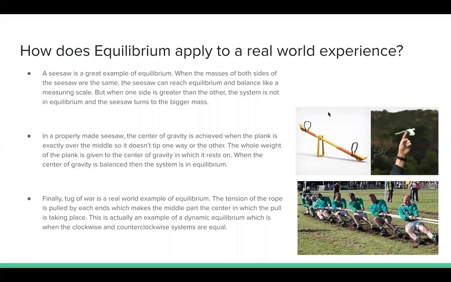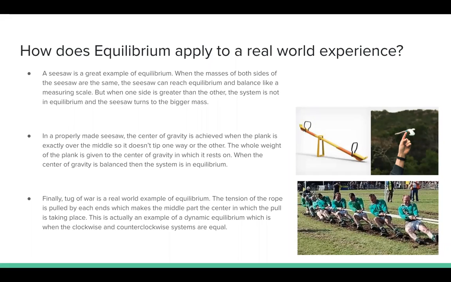How does equilibrium apply to the real world? A seesaw is a great example. When the masses of both sides of the seesaw are the same, the seesaw reaches equilibrium and balance, like balancing on a measuring scale. But when one side is greater than the other, the system is not in equilibrium and the seesaw turns to the bigger mass. In a properly made seesaw, the center of gravity is achieved when the plank is exactly over the middle, so it doesn't tip one way or another.